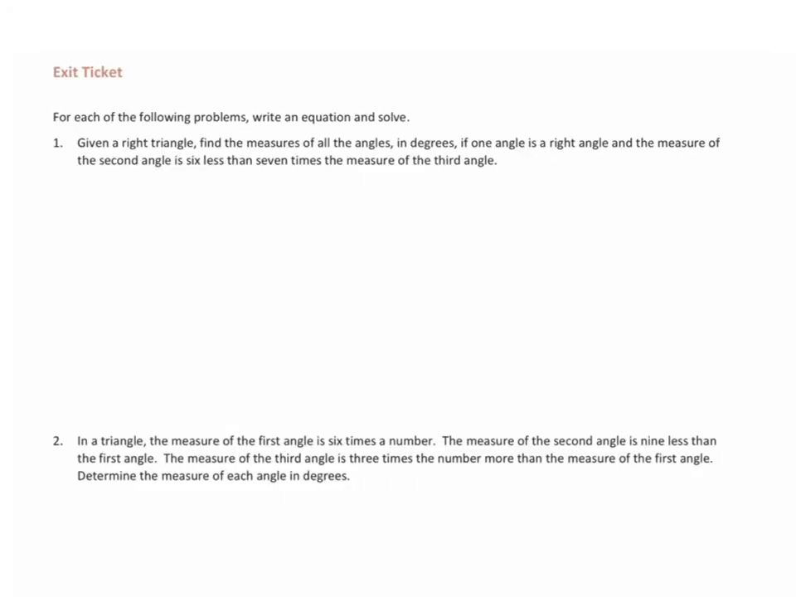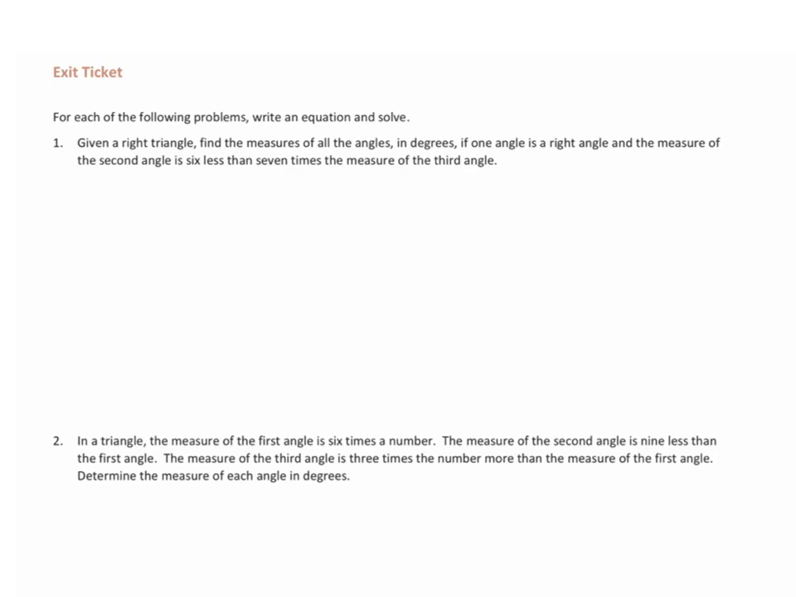So your exit ticket for today is only 2 questions. I'm going to read through them real quick and then you're going to get started. Okay? You're going to write an equation and solve the equation for both of these. Number 1, given a right triangle, find the measure of all the angles in degrees, if one angle is a right angle and the measure of the second angle is 6 less than 7 times the measure of the third angle. Again, you're going to need to write your equation out and then solve your equation and then tell me the measurement of all 3 angles in the triangle.